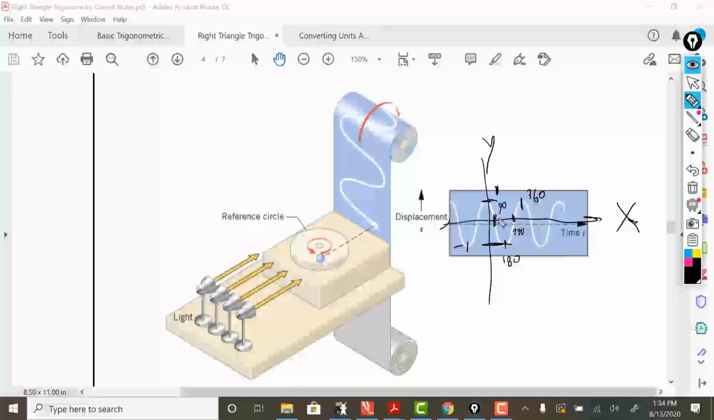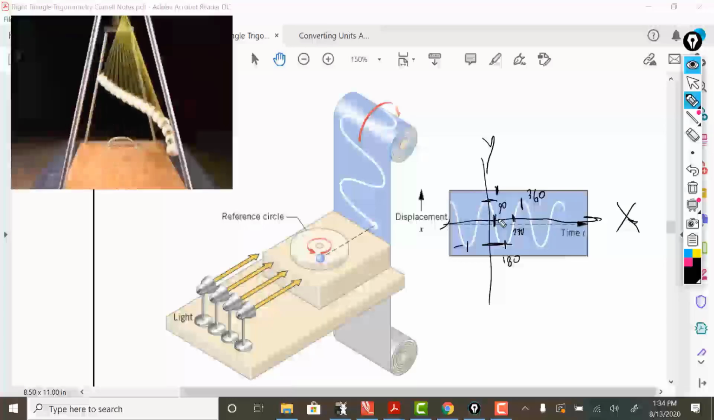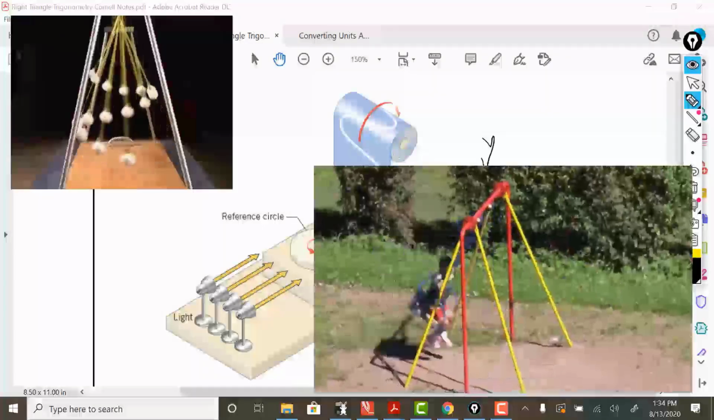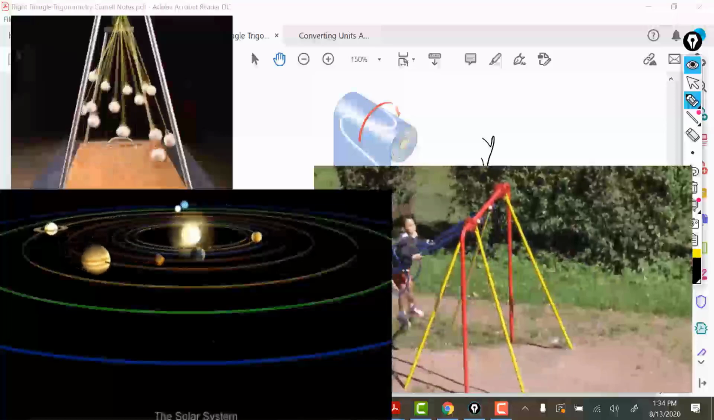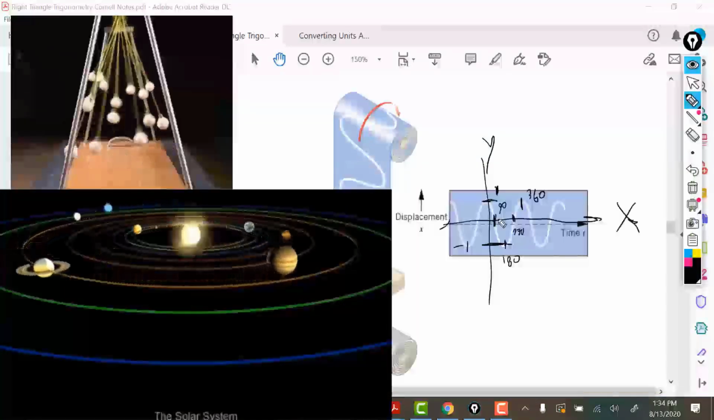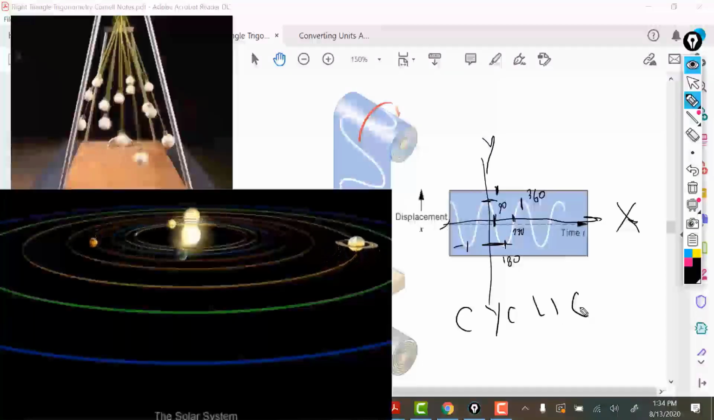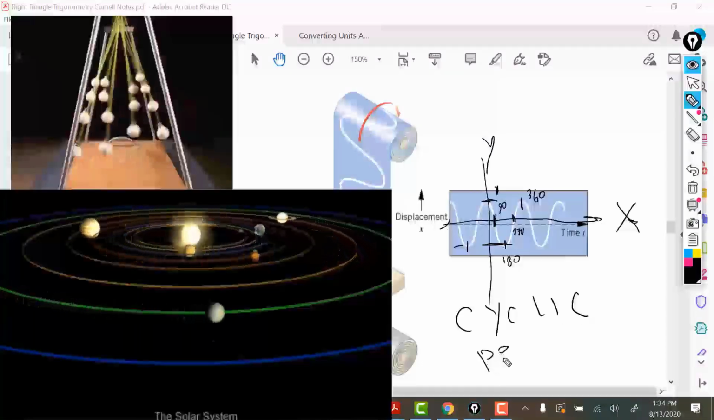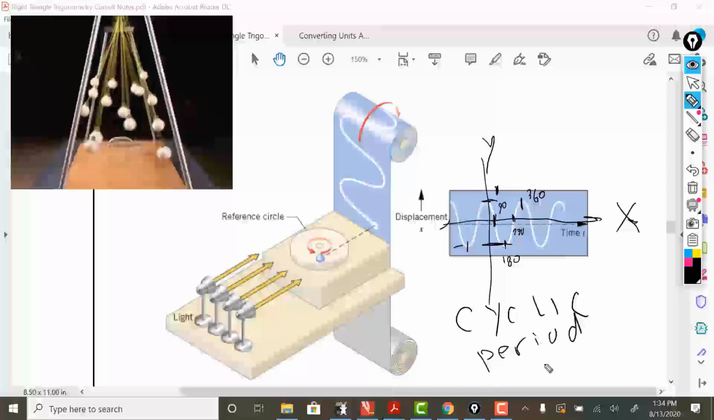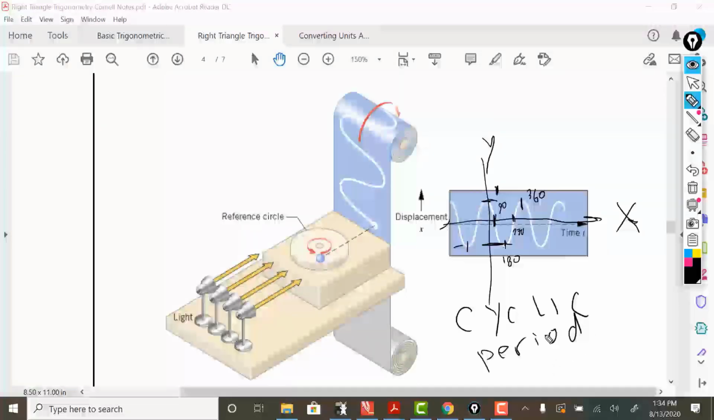So what happens is that this natural phenomena of things going back and forth, right? A pendulum, a clock, a swing, all the planets, the seasons, the days, the sun, all these things follow what we call a cyclic motion, and is actually a periodic motion because it has a period. And it's all the unit circle, okay?